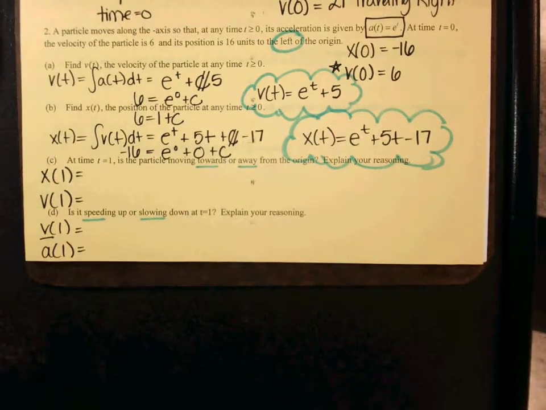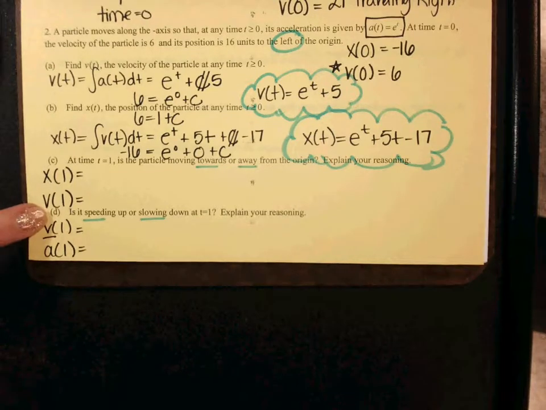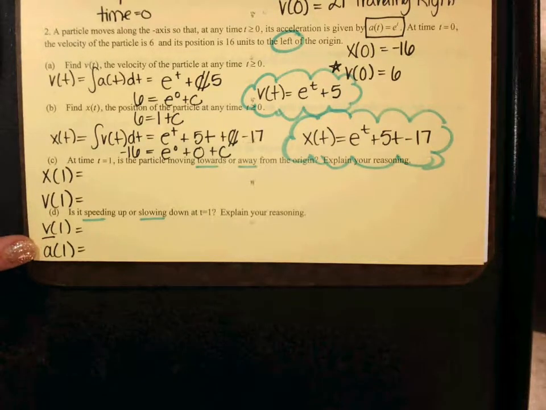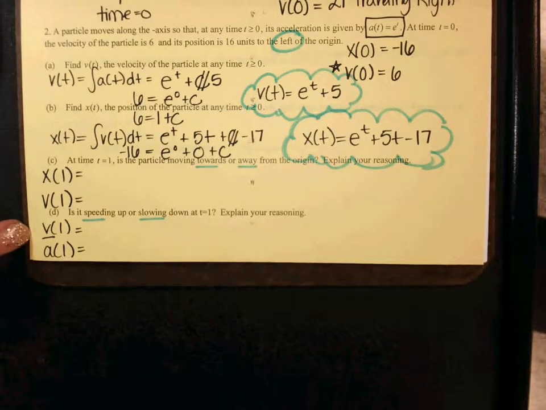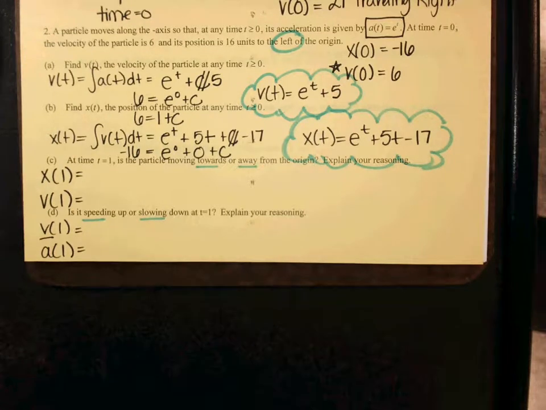Now, I want to point out something to you. On part D, you could do a double line test, but that's a ton of extra work. What time did they care about speeding up or slowing down? Only a single moment when time is 1. So you could have to do a double line test, but they also could just give you a number, which is what they gave you here. So let's do C first.